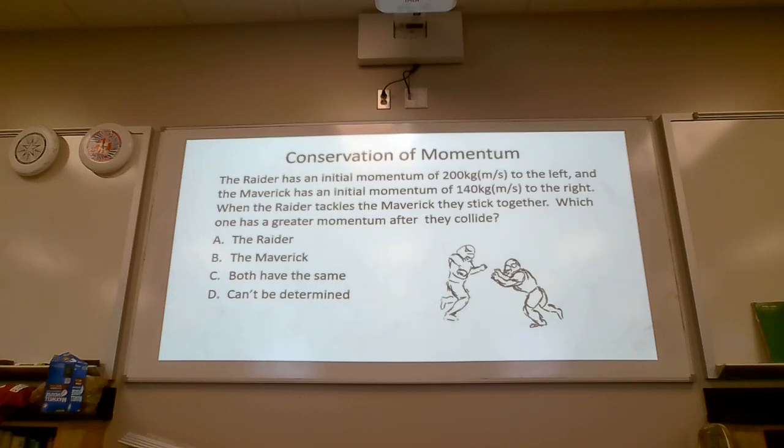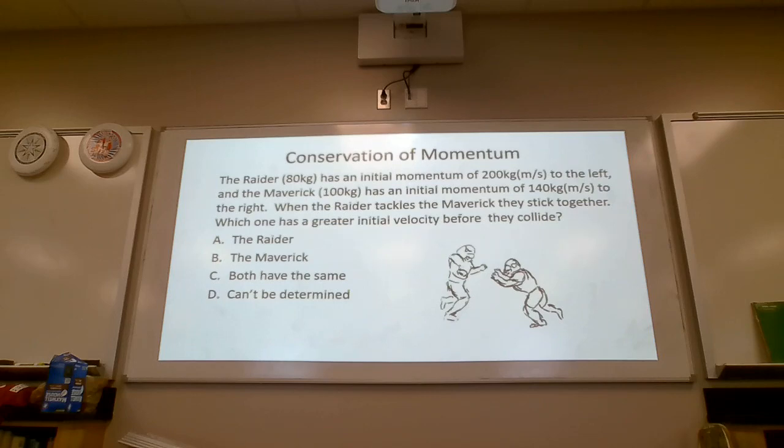Correct answer is D, dangerous dinosaurs. They have the same velocity, but what do you need to know? The mass. You don't know their mass. Okay with that? Okay, so here I've given you some masses.